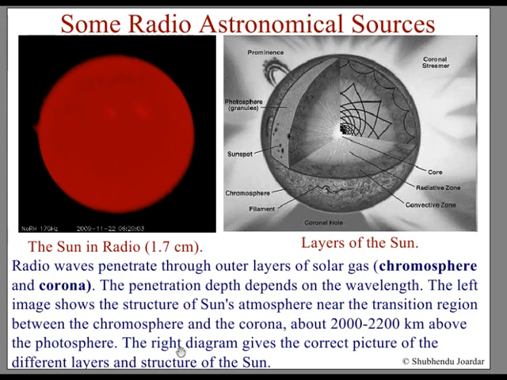This chromosphere, photosphere, they are different layers of the sun. The photosphere is that layer from which we actually get the light. The chromosphere is a layer slightly above that, and above that there is the coronal region that you will see here in this diagram. The right diagram gives the correct picture of the different layers. Okay, here it is. This is the structure of the sun.